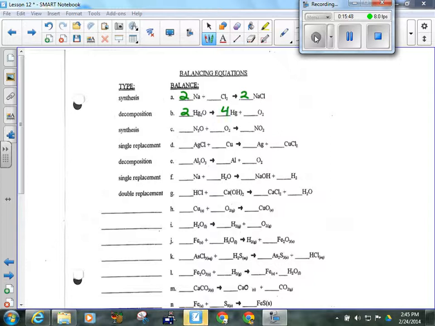I can put a 4 there, and does that make my oxygen work? Yep. All right, so then that one's done. Now, here's the trick with C. I have to look at both sides of the arrow, not just individual compounds, to see if I've got elements balanced. Okay? On the product side of the arrow, I have how many oxygen?